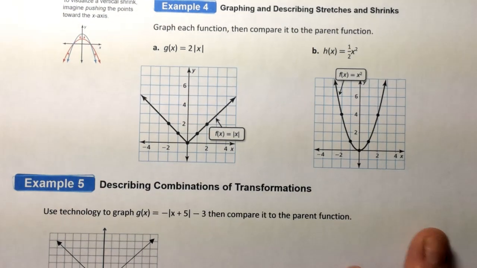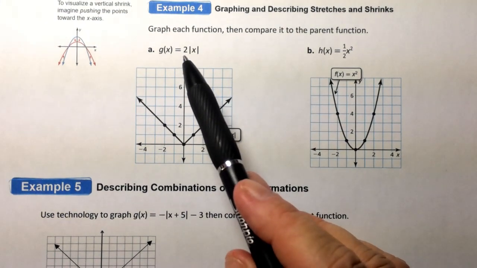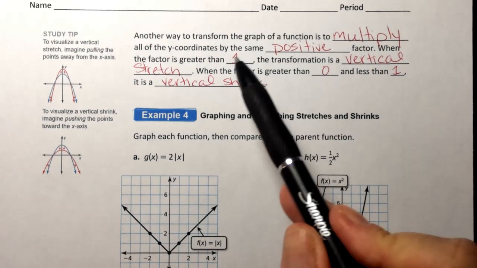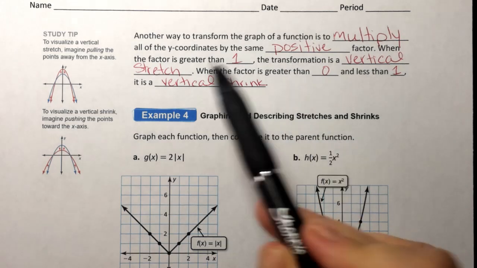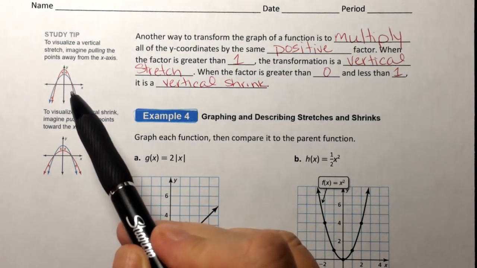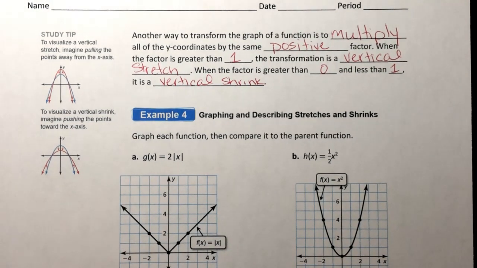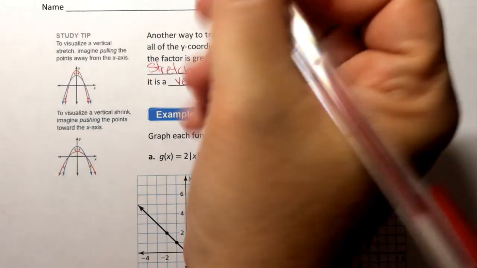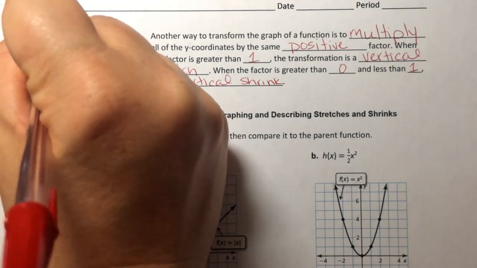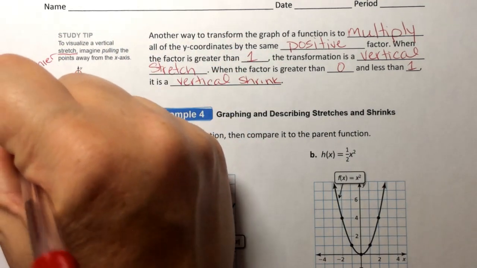So for example, if we look at this one, it gives us the parent function. We see that it's being multiplied by 2. So what does that tell us? That tells us that it's going to fall into this category and it's going to be a vertical stretch. And a vertical stretch will appear to be skinnier. Let's make a note of that just so you have it. So a vertical stretch appears to be skinnier. A vertical shrink appears to be wider.